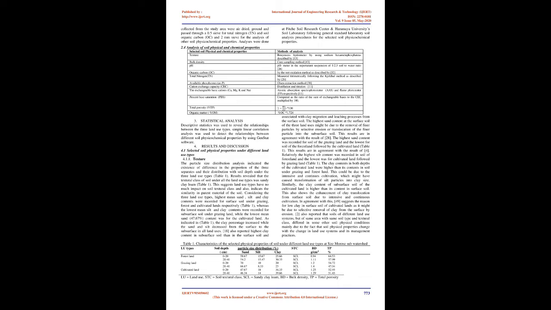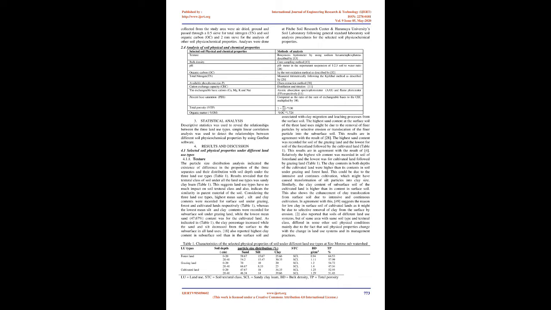The soil samples collected from the study area were air-dried, ground and passed through a 0.5 mm sieve for total nitrogen, TN, and soil organic carbon, OC, and a 2 mm sieve for the analysis of other soil physico-chemical properties. Analyses were done at Fitch Soil Research Center and Haramaya University Soil Laboratory following general standard laboratory soil analysis procedures for the selected soil physico-chemical properties.